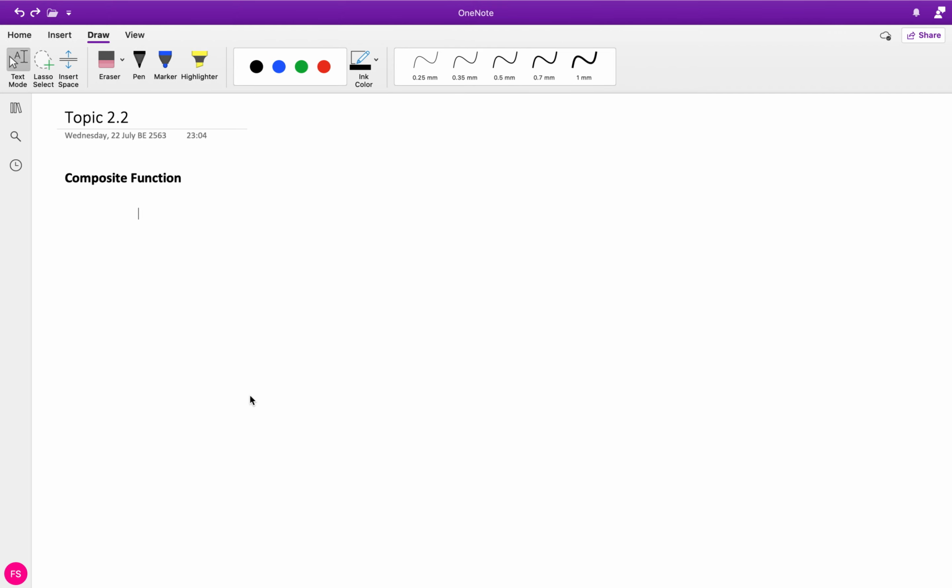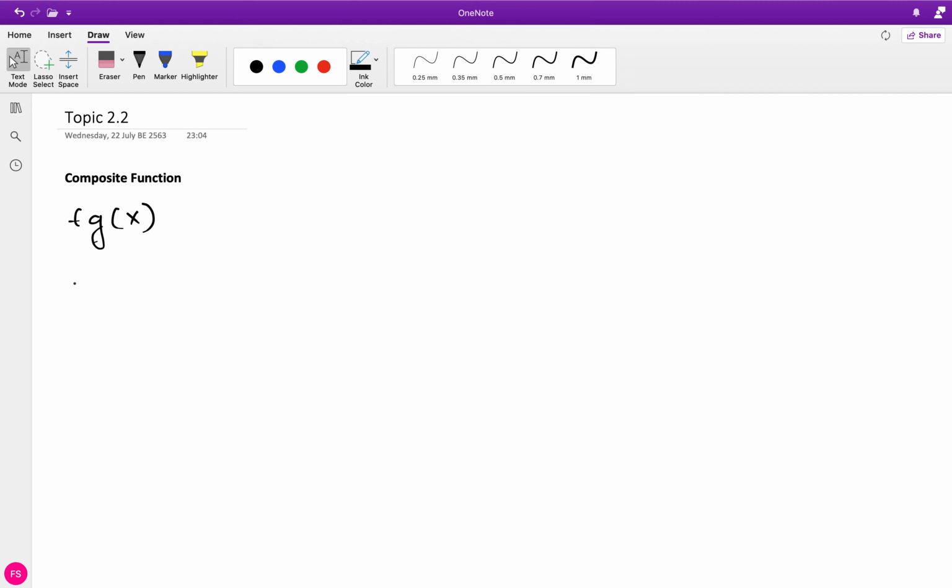In this video, we are going to discuss composite functions. A composite function is a function that depends on another function. In a composite function, you substitute one function into another function. For example, f of g of x is an example of a composite function, and it is formed when g of x is substituted for x in the first function f of x.